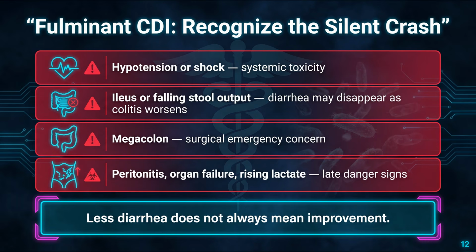Fulminant C. difficile can be deceptive. If ileus develops, stool output may fall, but the patient may be getting worse. Do not interpret less diarrhea as automatic improvement. Hypotension, shock, ileus, megacolon, peritonitis, organ failure, or rising lactate should move the patient into an urgent escalation pathway.